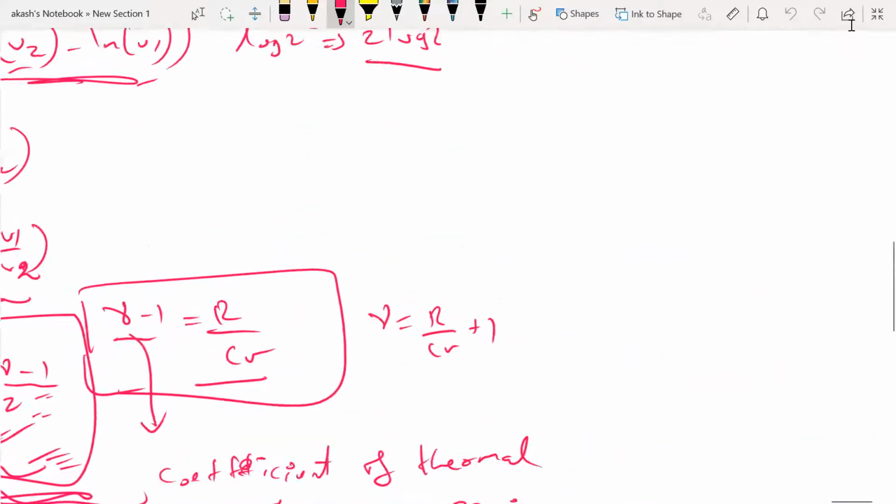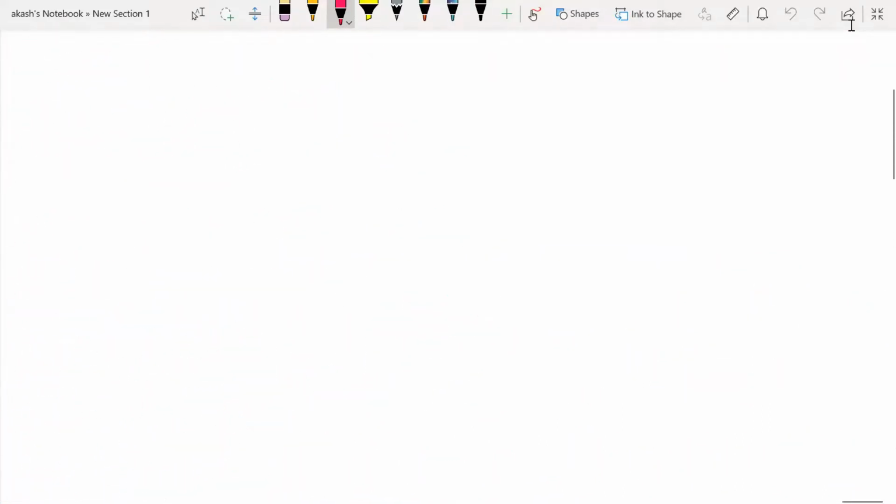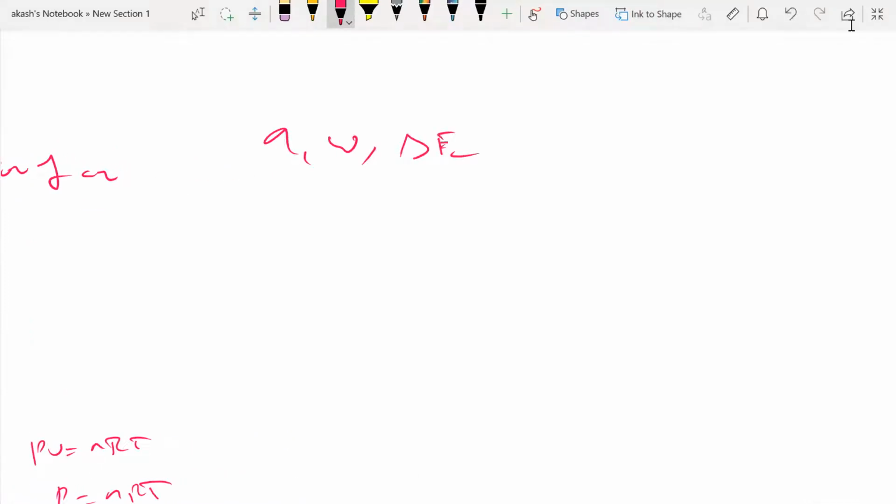Okay, right? So we have to find three things: you have to find Q, you have to find W, and you have to find delta E. I'll repeat the entire question one more time. A gas is cooled and loses 65 joules of heat, and in that process, the work done on the system is 22 joules. Find Q, W, and delta E.